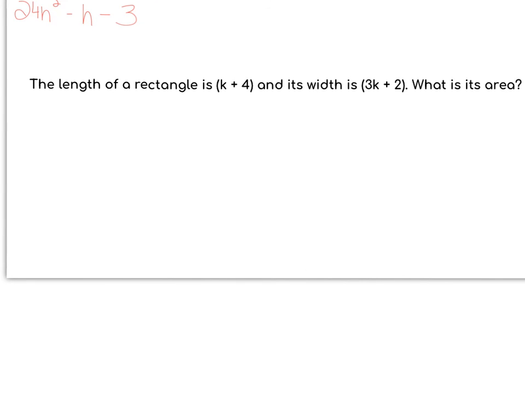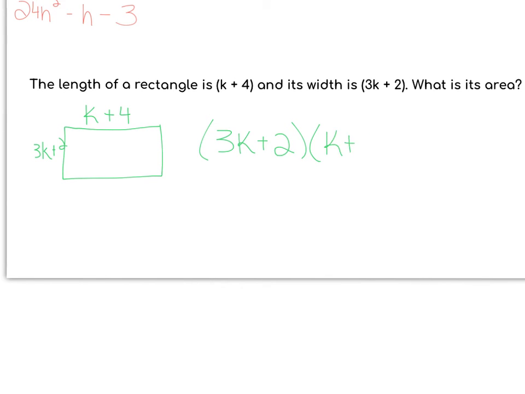All right, let's do this little pseudo word problem. I say pseudo because it's written in words, but it's really not anything outlandish. It's pretty straightforward. I have a rectangle, so I want to draw that rectangle. The length is k plus 4, and the width is 3k plus 2. And it says, what's the area? Well, how do you find the area of a rectangle? You multiply length and width, right? So 3k plus 2 times k plus 4.